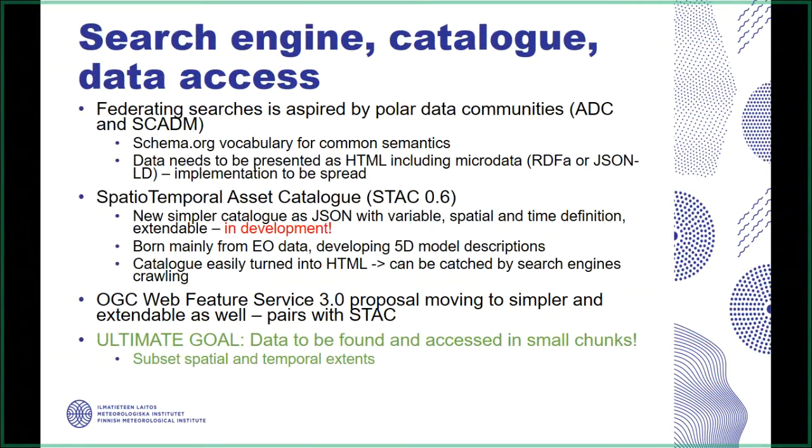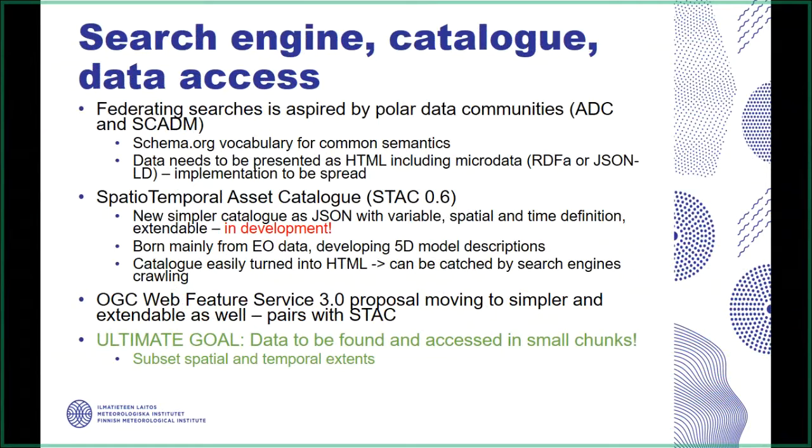And then there's the Spatiotemporal Asset Catalog, which is a standard in development. It's currently at 0.6, but the idea there is, with a very short and simple JSON structure, to define just the most important things: what is a variable and its characteristics, then the spatial and time definitions.